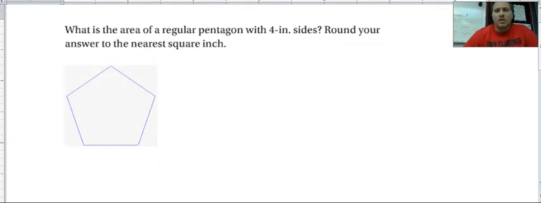Alright, my second problem is that we are going to try to find the area of this pentagon. We're told that each side of the regular pentagon is 4 inches. The first thing we're going to do is draw the center of that polygon right here. And again, we know that we have a radius that goes out to each of these sides. Really poorly drawn right here.